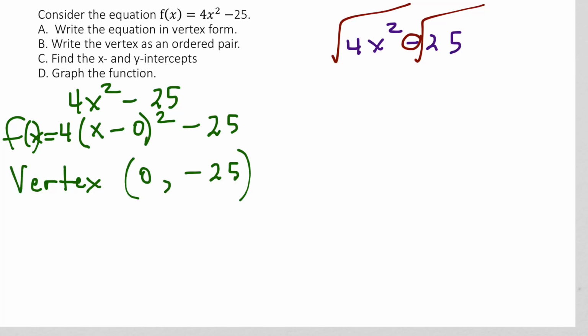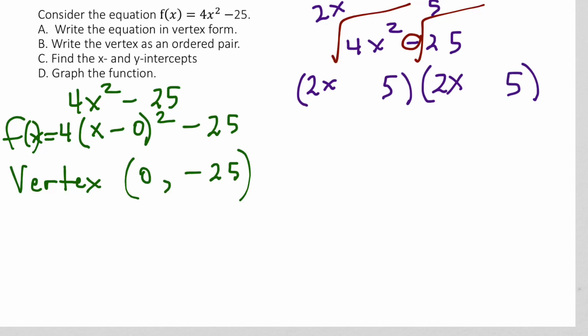And if you recall from learning how to factor in Algebra 2, the factored form is 2x, 2x, 2x being the square root of 4x squared. Let's just write that here. The square root of 25 is 5. And then 5, 5. Now pause this video again and see if you can remember what it is about the signs that we learned.